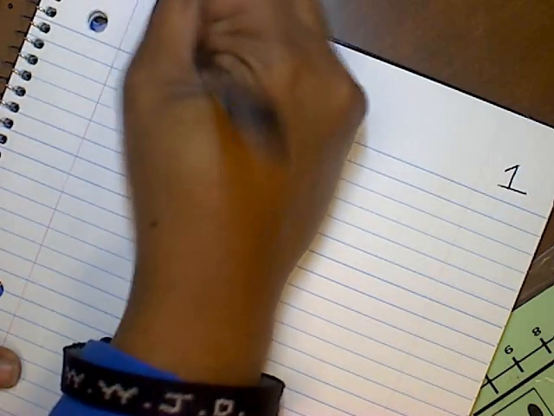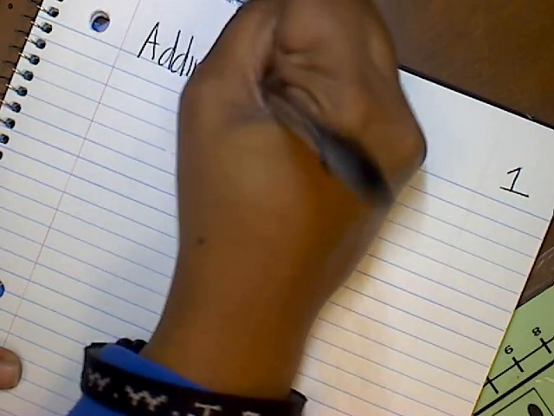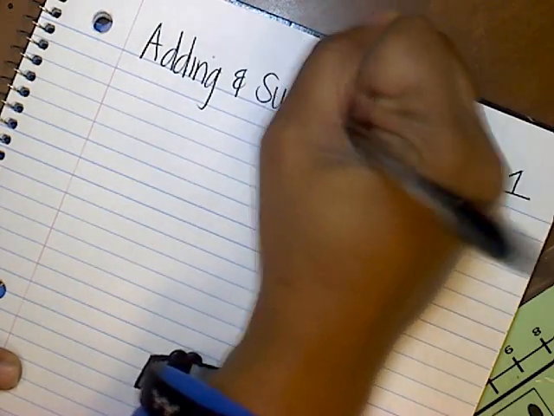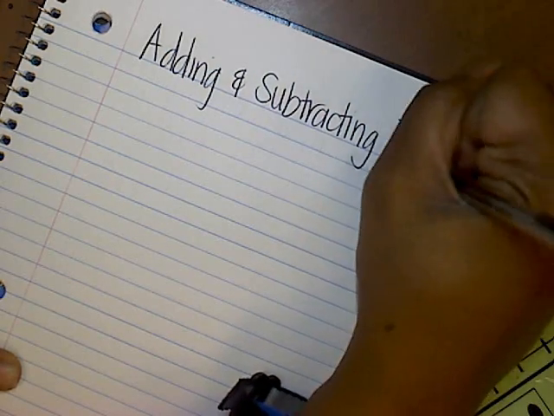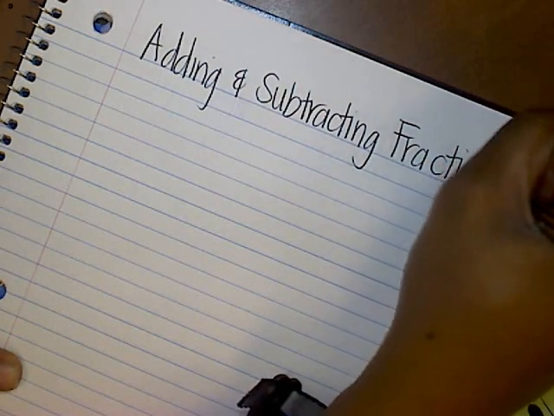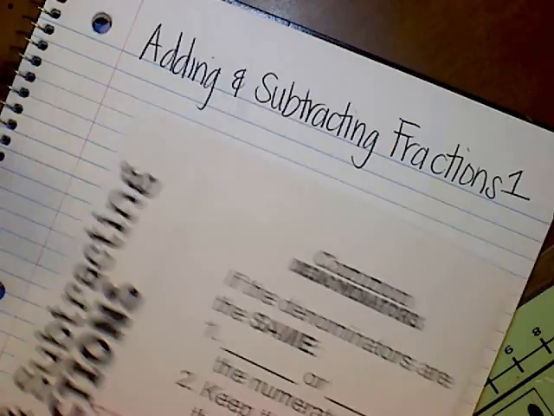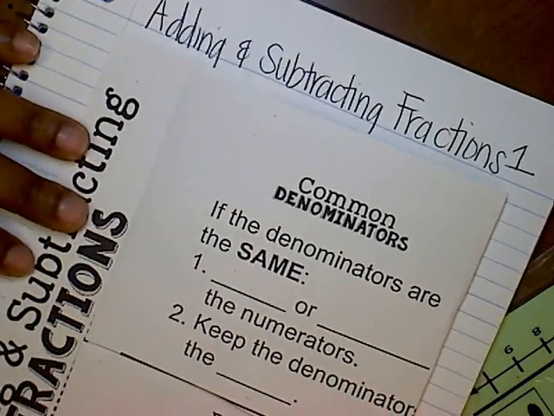We're going to put the title at the top, adding and subtracting fractions, so we know what it is when we look at it. We're going to glue this foldable in last, after we fill the foldable out.